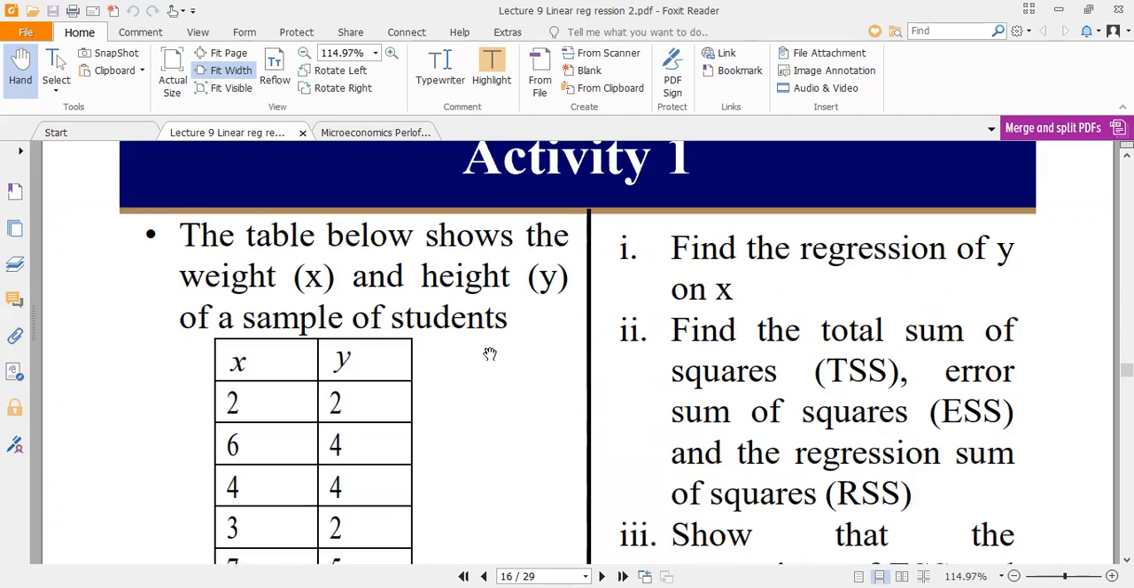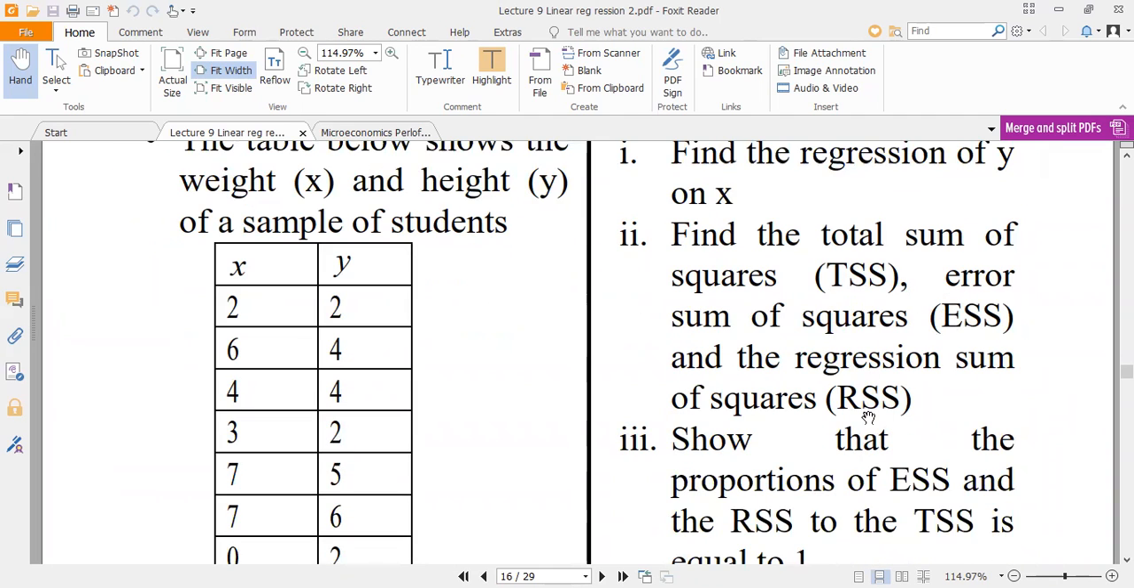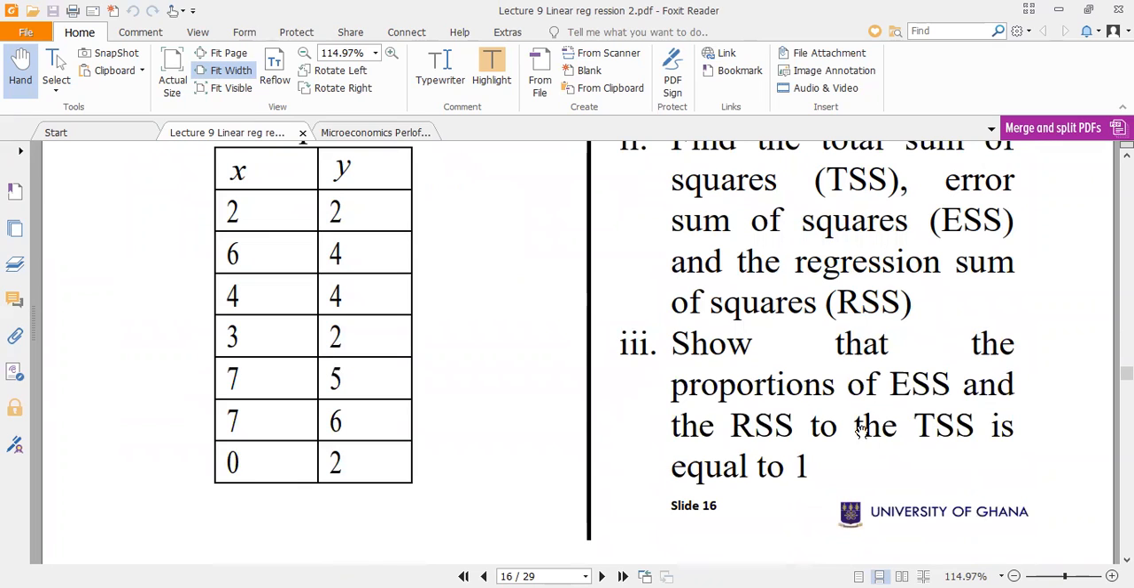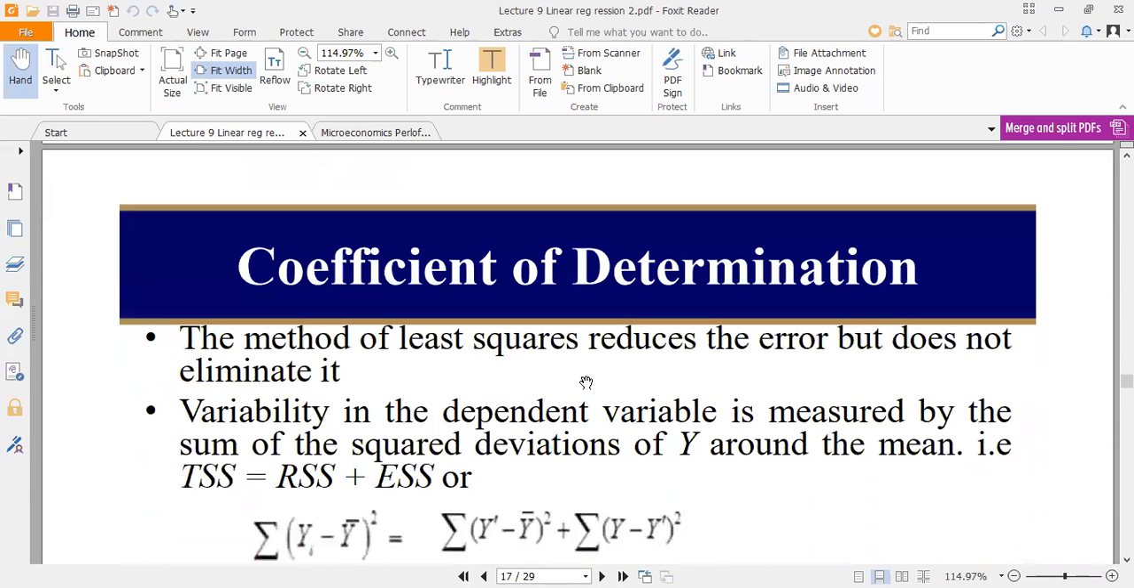So please try this one. Find the regression of y on x, then find TSS, ESS, and RSS. Then prove this, okay? That the proportion of ESS and RSS to TSS, if you add them, you have to get 1. So try them. I'm sure you can do that.